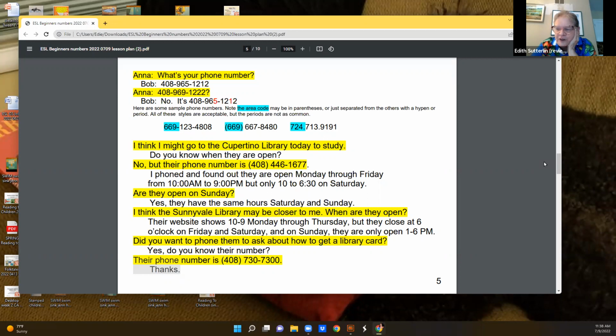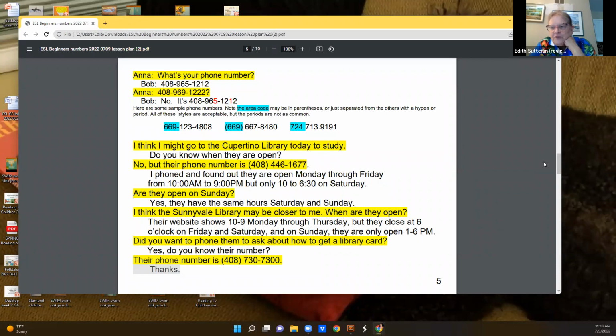Or 1 to 6. So there you see that the little hyphen between the 10 and the 9 and the 1 and the 6 are pronounced like to. It's 10 to 9 or 10 until 9 or 10 till 9. That means starting at 10 o'clock and ending up that they're closing the doors at 9 o'clock, opening at 1 o'clock on Sunday, closing at 6 o'clock.